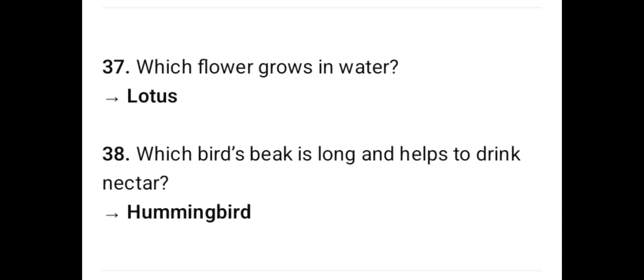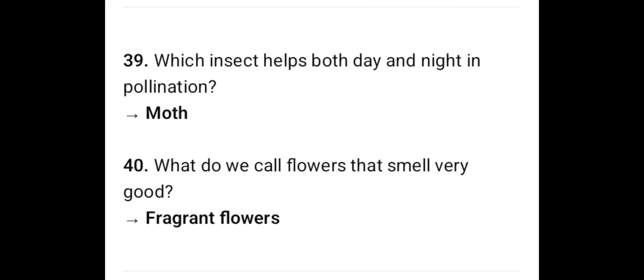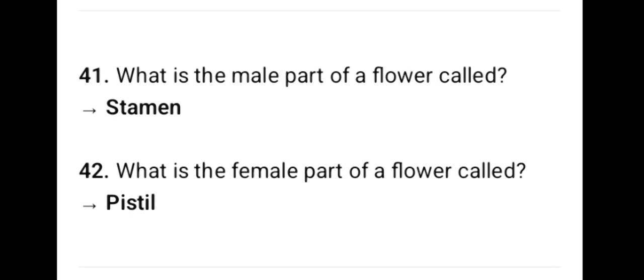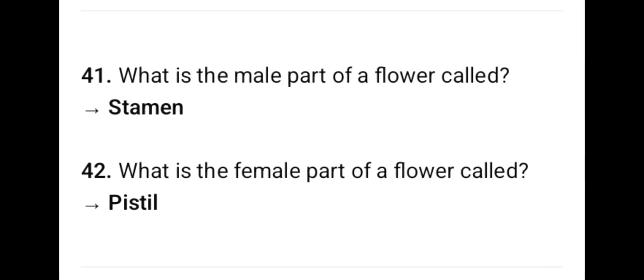Which bird's beak is long and helps to drink nectar? Hummingbird. Which insect helps both day and night in pollination? Moth. What do we call flowers that smell very good? Fragrant flowers. What is the male part of a flower called? Stamen. What is the female part of a flower called? Pistil.